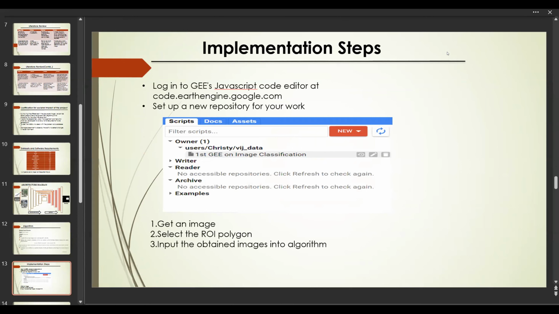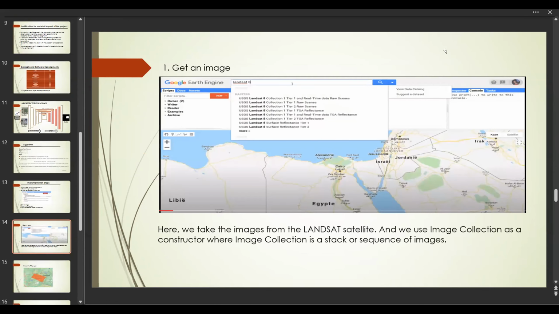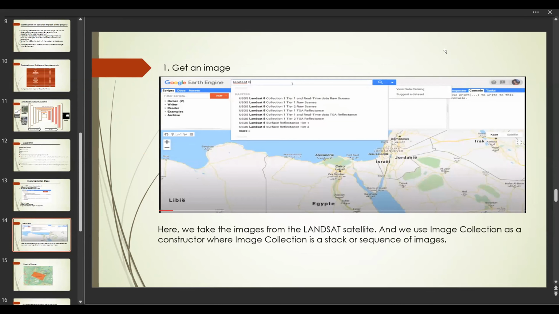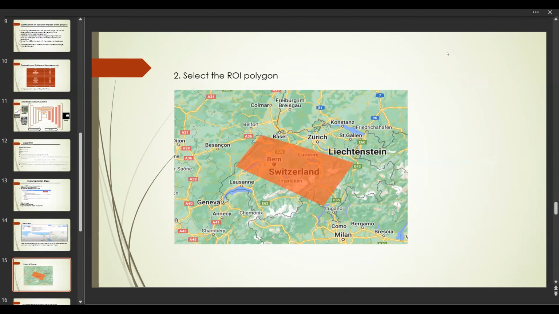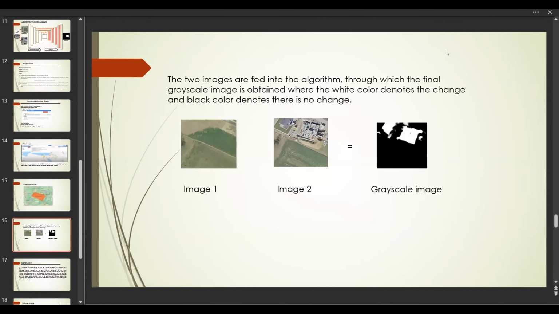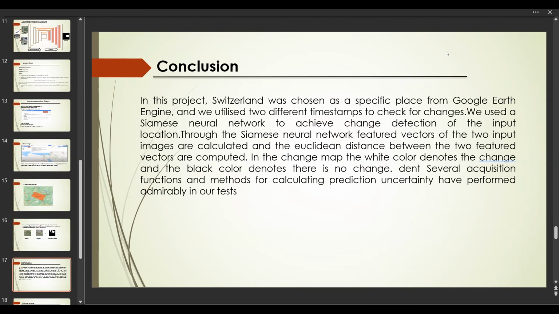So these are the implementation steps. First, we go into the Google Earth Engine and we made a login there. And next, we search for the satellite. And here we have taken the Landsat 8 satellite. And next, we have chosen the polygon. Polygon is nothing but choosing the area by dragging it. Here we have chosen the area of Switzerland in two different time slots, 2010 and 2020. So these are the images. We have sent two images, and this shows the output as a grayscale image.